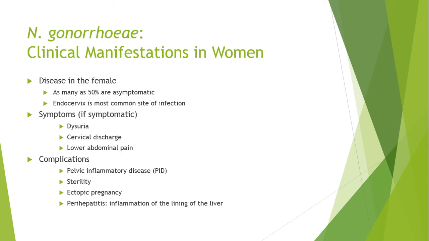So in females, 50% are asymptomatic, and we typically see it in the endocervix. Symptoms, if they are showing symptoms: painful urination, cervical discharge, and abdominal pain in the lower abdomen. Some complications here, if we don't treat the disease or if it goes on without successful treatment, we can see pelvic inflammatory disease, sterility, ectopic pregnancies where the fetus is developing outside of the uterus, and then hepatitis.